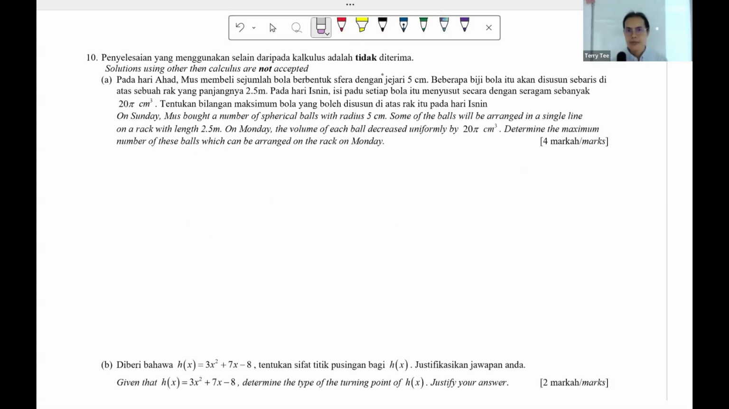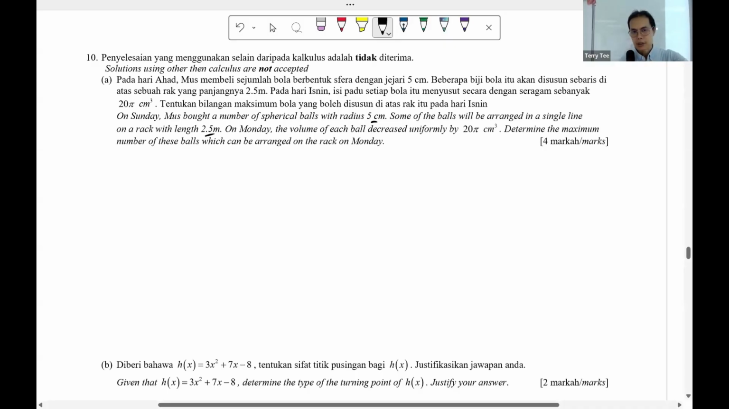Okay, question number 10. This is from chapter 2, differentiation. They say solution other than calculus not accepted, so you can't use any other way except differentiation or integration. Okay, so here on Sunday, Mosh bought a number of spherical balls with a radius of 5 cm. Some balls will be arranged in a single line on a rack with a length of 2.5 meter. On Monday, the volume of each ball decreased uniformly by 20 pi. Determine the maximum number of balls that can be arranged on the rack.